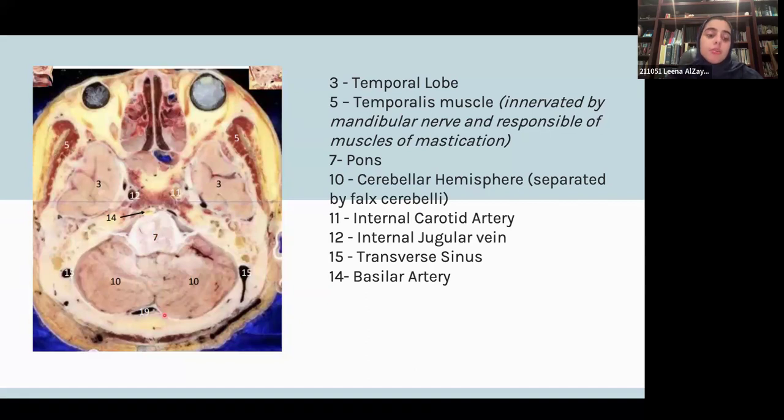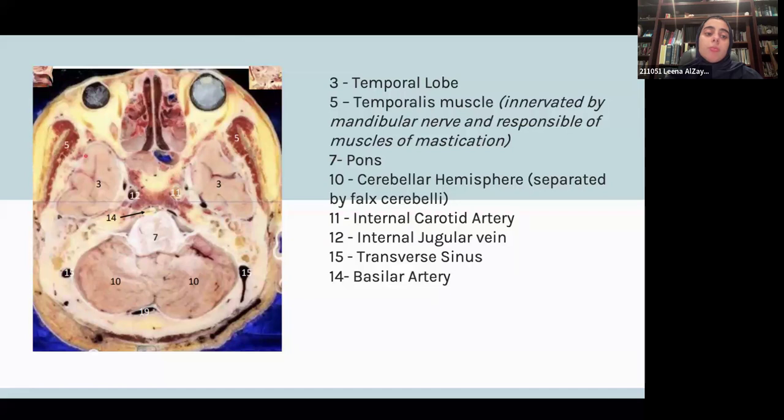So I'm going to revise again. 19 is superior sagittal, still superior sagittal sinus. 15 is transverse sinus. 10 is cerebellar hemisphere. 7 is pons. In front of the pons, we have the basilar groove creating the basilar artery. And then we have the vein over here, the internal jugular vein. Then you have the internal carotid artery. And then what does the internal carotid artery give out, guys? Gives out the middle meningeal artery.